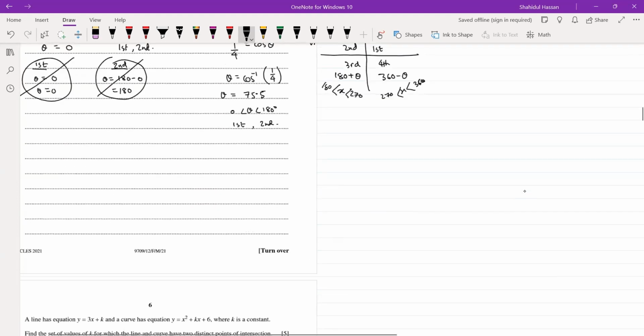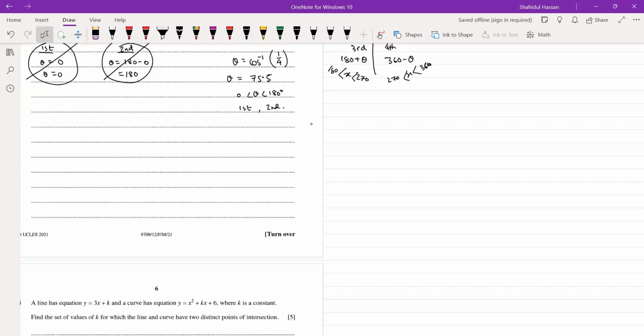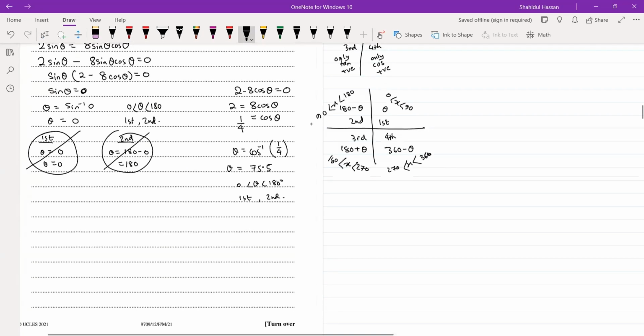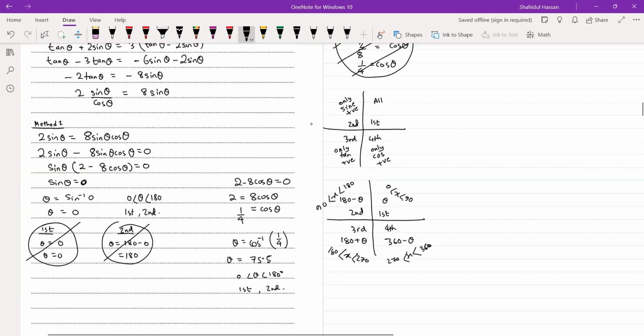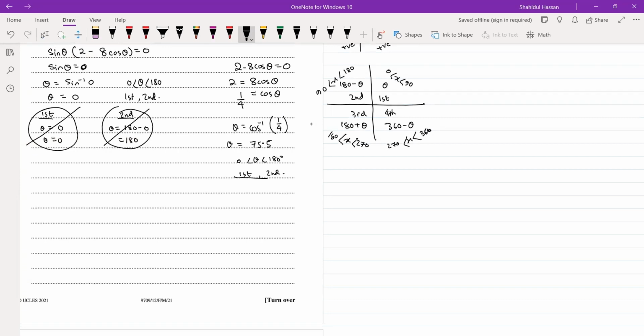In the question, the given range is theta from 0 to 180. 0 to 180 means we have the first quadrant and the second quadrant. The question says cos theta is equal to 1 by 4, meaning cos theta is positive. Now we know that cos theta is positive only in the first quadrant and fourth quadrant. Fourth quadrant is outside the range, first quadrant is inside the range. In the second quadrant only sin is positive, so we don't take it. So in our answer, we only consider the first quadrant, not the second quadrant.